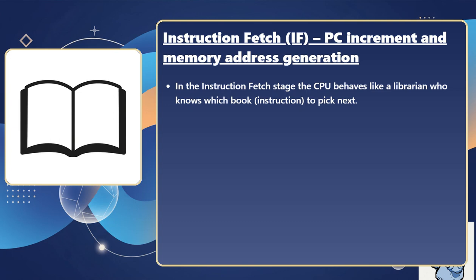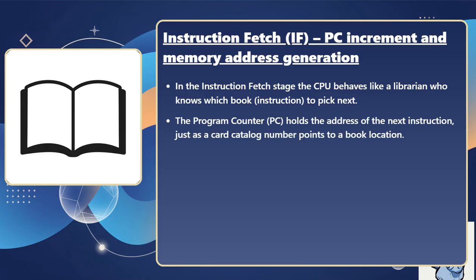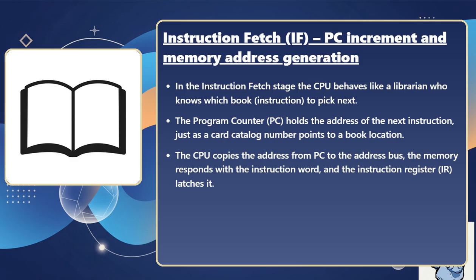In the instruction fetch stage, the CPU behaves like a librarian who knows which book, or instruction, to pick next. The program counter (PC) holds the address of the next instruction, just as a card catalog number points to a book location. The CPU copies the address from the PC to the address bus. The memory responds with the instruction word, and the instruction register (IR) latches it.